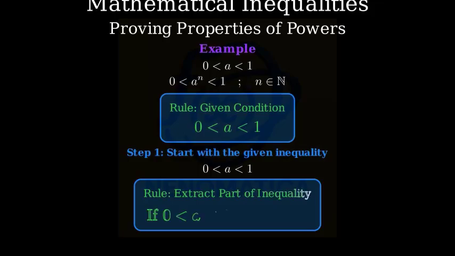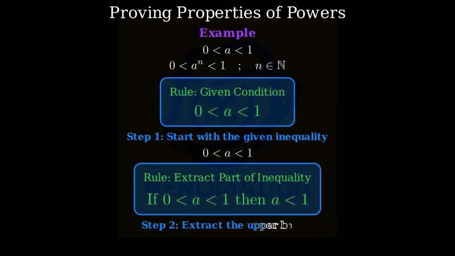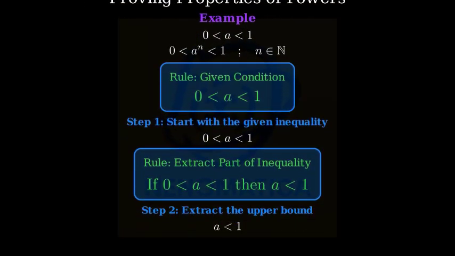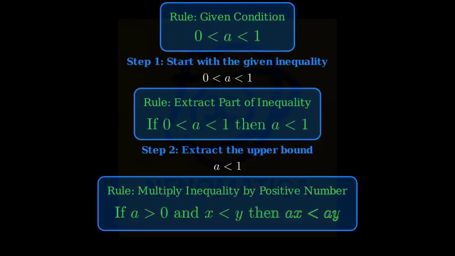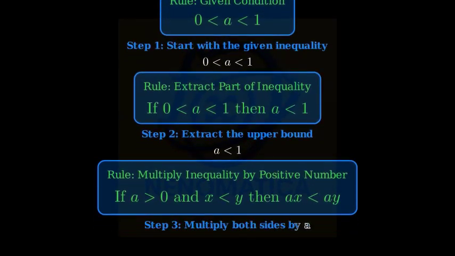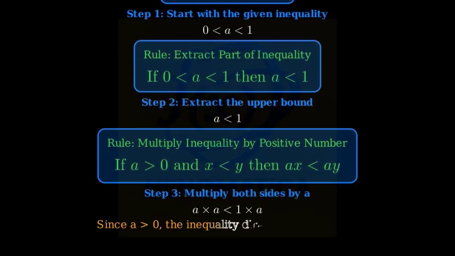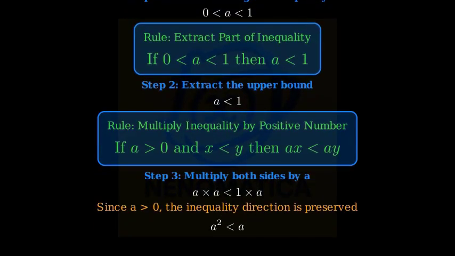Step 2. From 0 less than a less than 1, we can extract that a is less than 1. Step 3. If we multiply both sides of the inequality a less than 1 by a, and since we know it is positive from our original inequality, the direction of the inequality doesn't change. So we get a squared is less than a.